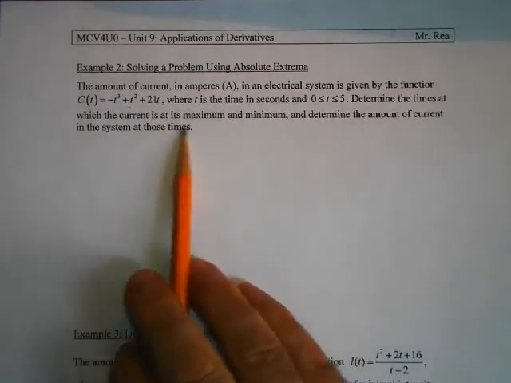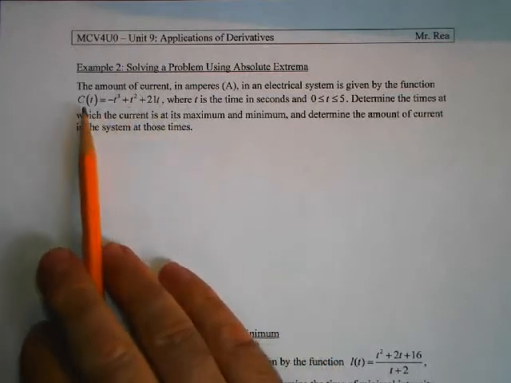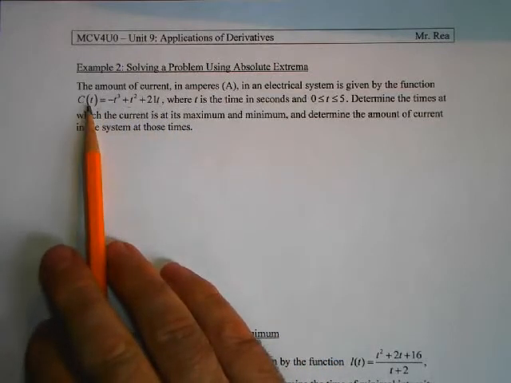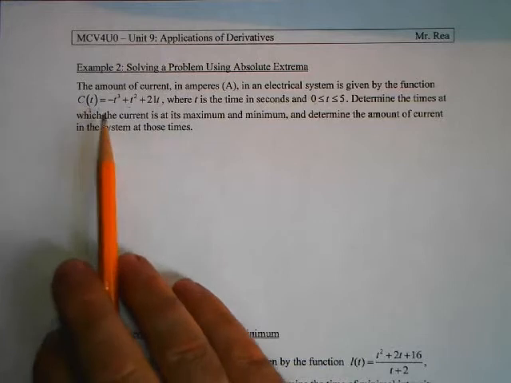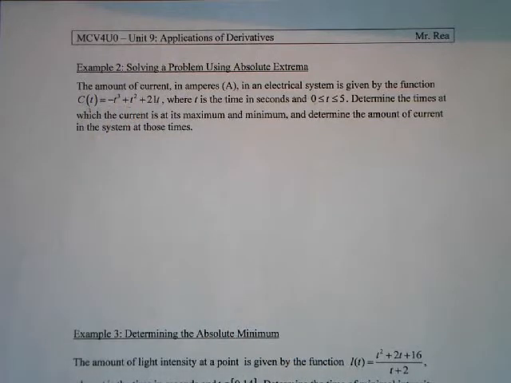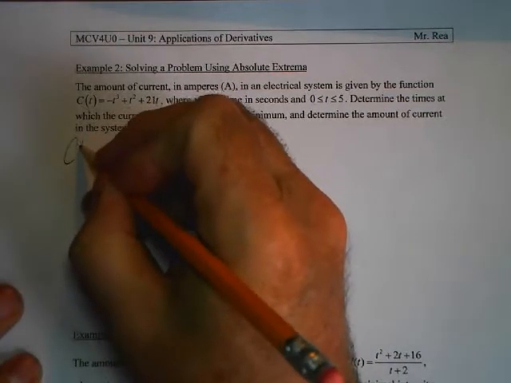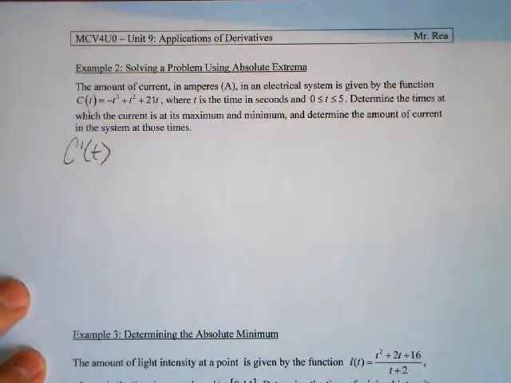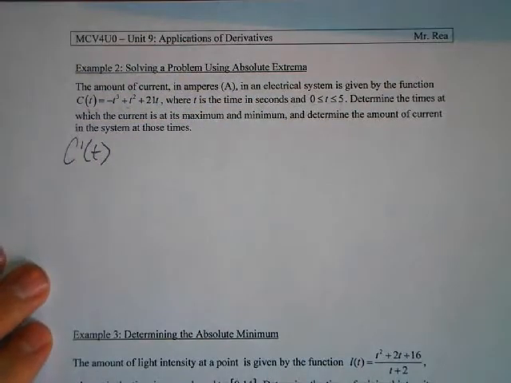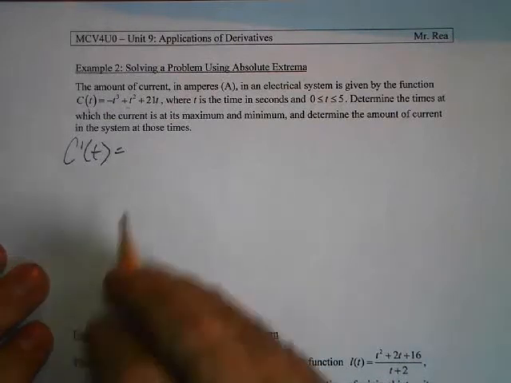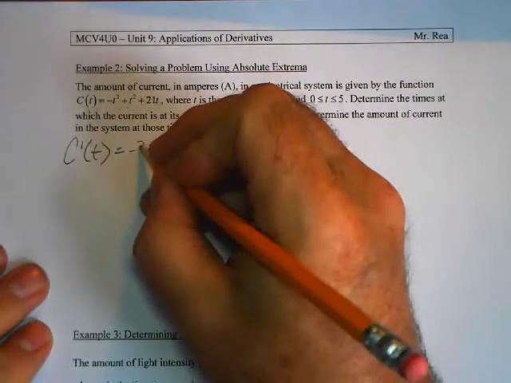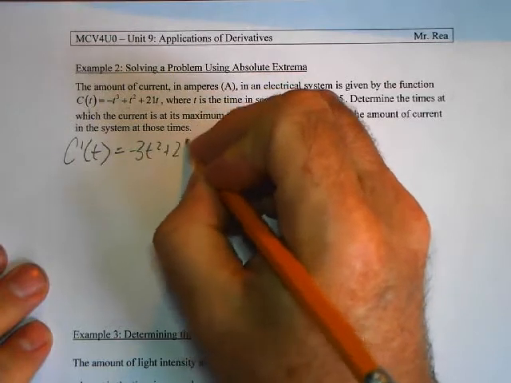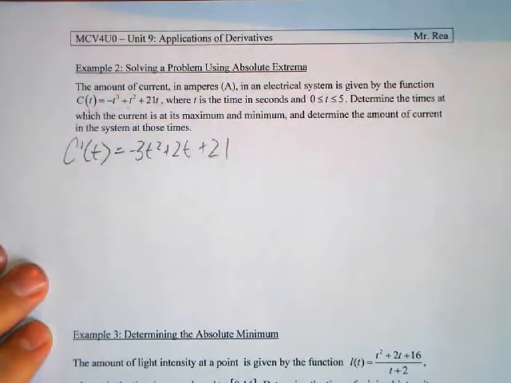Okay, so in this case they're actually asking for both. They're looking for the time the max happens and how much current it was, and the time that the min happens and how much current that was. Okay, so we're going to do the same thing. First we find the first derivative of the current function. So again, it's a polynomial, so negative 3t squared plus 2t plus 21.